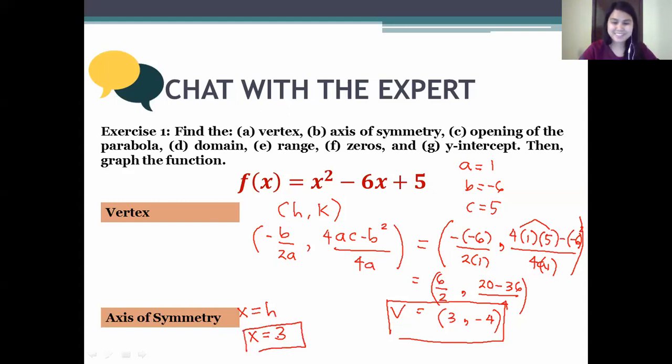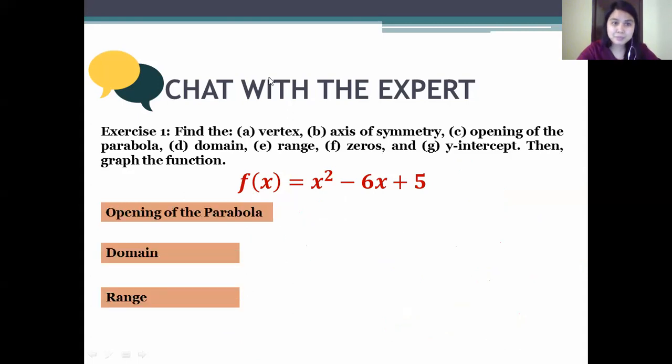Now let's go to the opening of the parabola. What's the value of our a? Can you tell me in the chat box, what's the value of our a?